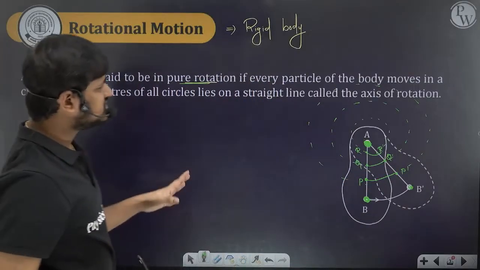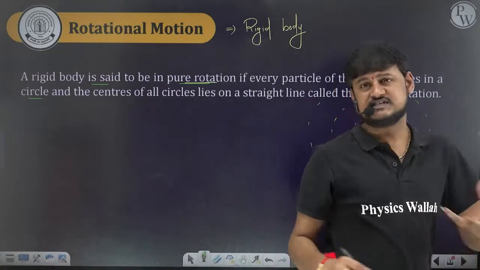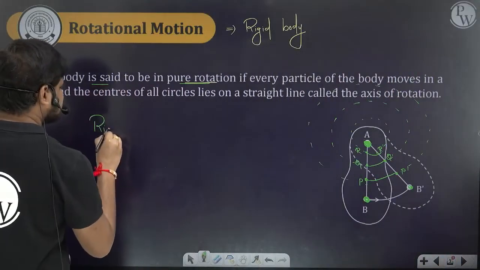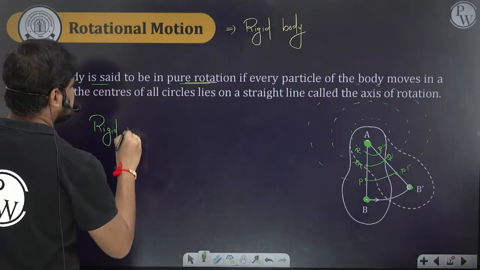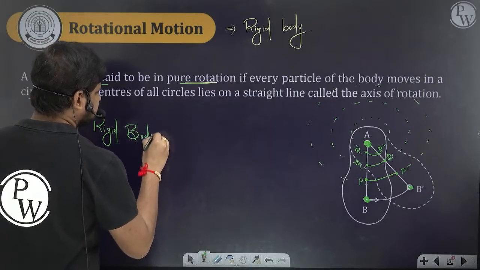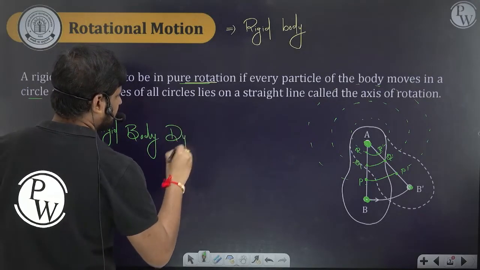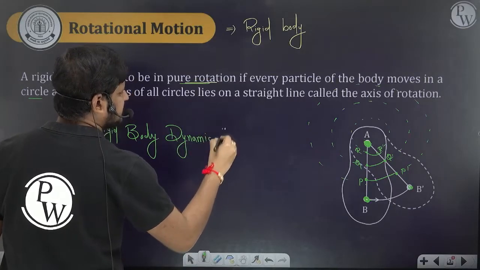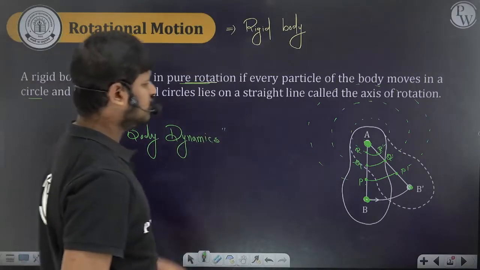So what is rotational motion? Rotational motion is for rigid bodies. That's why we also call it rigid body dynamics. Clear? Sure. So let's move further. Hope you understood now.